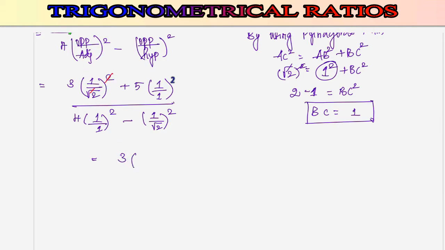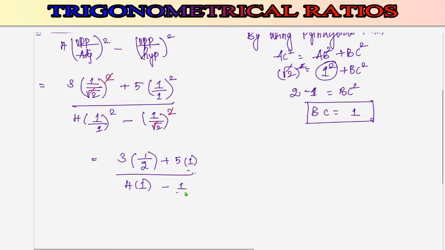Okay, now if we simplify 3 into 1 square the value is 1. So the square and square root will get cancelled. So we are left with 1 by 2 plus 5 into 1 the value is 5, divided by 1 by 1 the value is 1. 1 square the value is 1. 4 into 1 by 1 value is 1. 1 square 1 the value is 1 minus the square and square root will get cancelled. We are left with 1 divided by 2, is equal to 3 into 1 by 2 it is 3 by 2 plus 5 divided by 4 into 1, 4 minus 1 by 2.